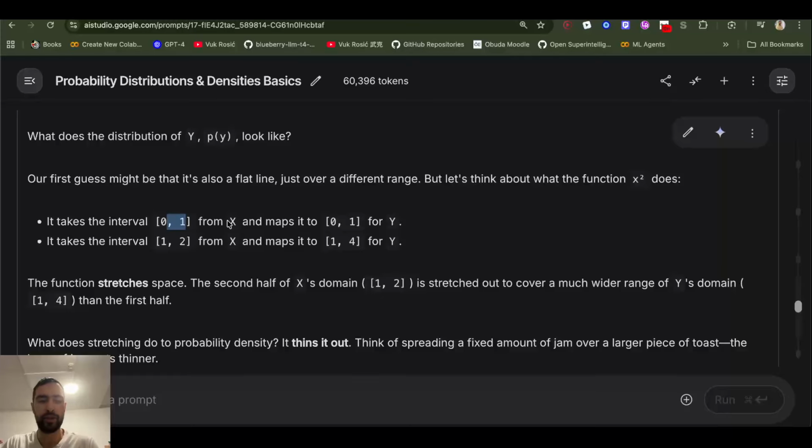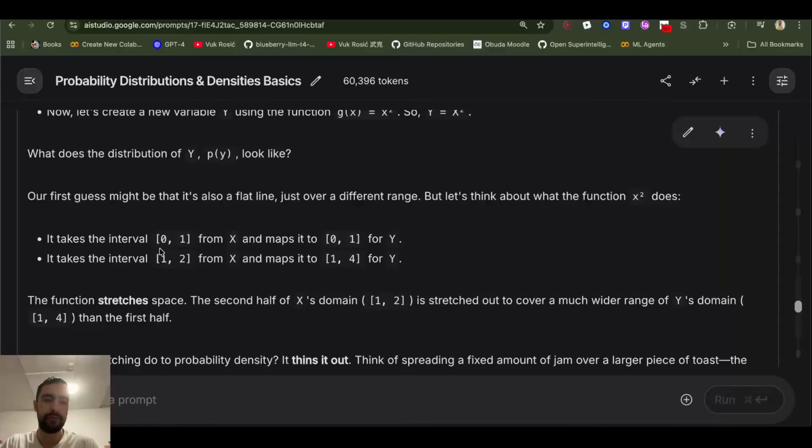Let's get a bit of intuition. If we look at the interval 0 to 1 on the x-axis, 0 squared is 0 and 1 squared is 1, so that will be mapped to also 0 to 1 on the y-axis. But the interval from 1 to 2 gets stretched to 1 to 4 on the y-axis, because we are taking the square of 2, and that's going to be 4 now. But the area under this curve must remain the same.